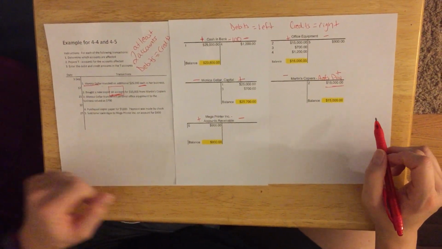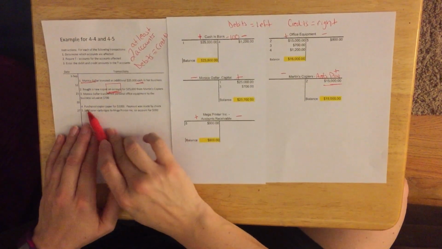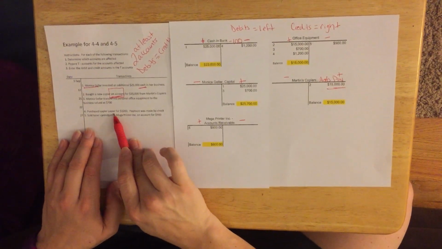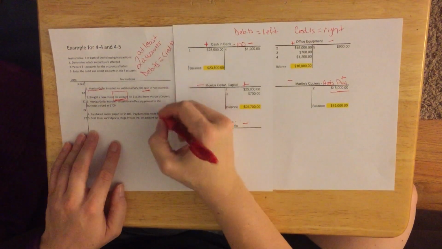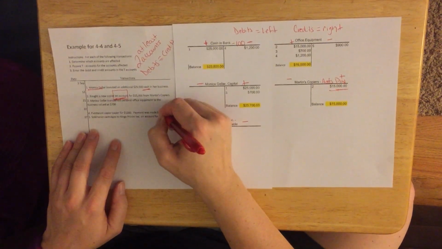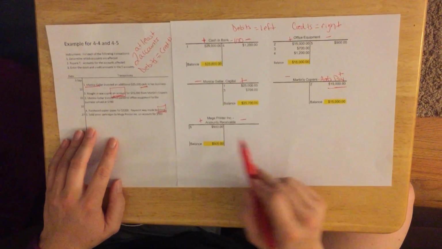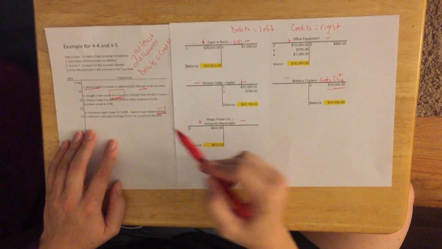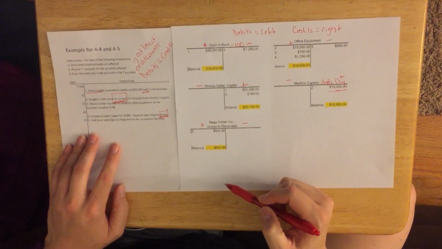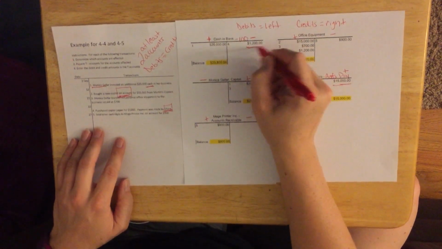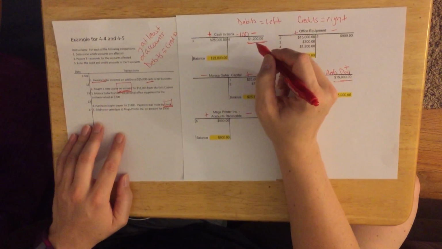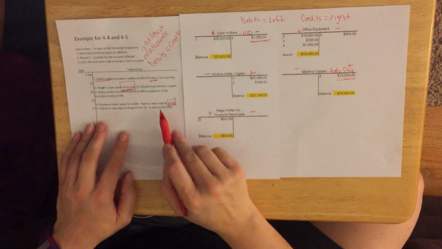Okay? And I lied. I'm going to do one more with you. Right here, number 4. It says purchased copier paper for $12,000. Payment was made by check. Oh, key phrase right there, check. Check automatically means cash and bank. And it was a payment, so we're decreasing our cash and bank. And if we're decreasing our cash and bank, that means we're going to make a credit of $12,000 to cash and bank. Okay? That's our credit, so we must have a debit.